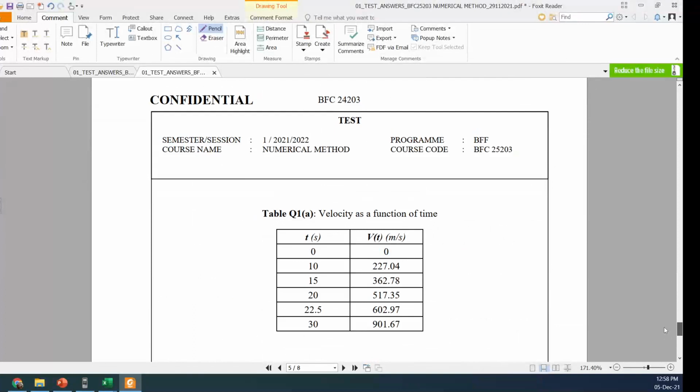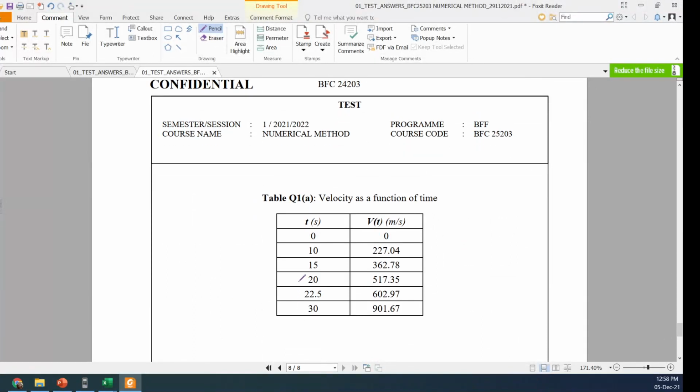You want to estimate the velocity when t equal to 16. 16 is between 15 and 20. So linear just needs 2 data points, so make sure you extract the correct data. If you put 10 and 15, then it's wrong, because 16 is outside of the range. I always say interpolation: inter means inside. The value that you are going to estimate must be inside the list. So you must take out 15 and 20.